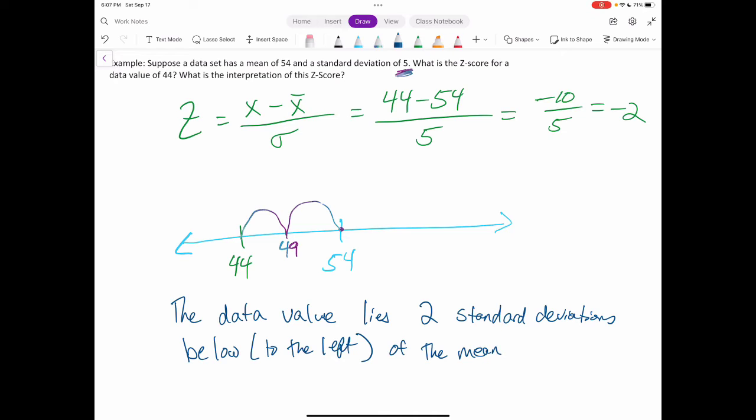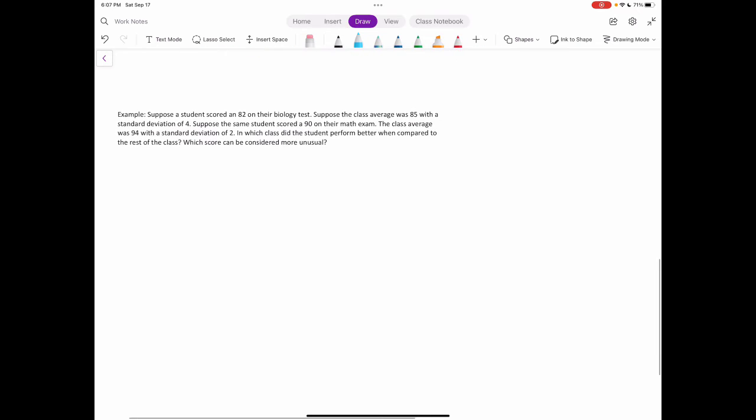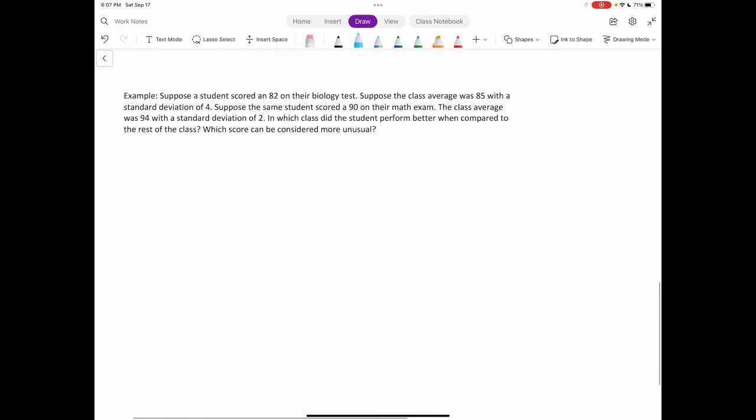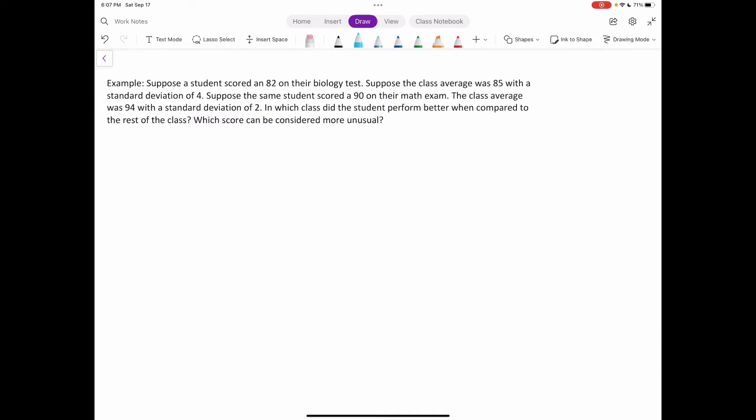Let's look at some other examples here. I know this one is a little hard to see. Suppose a student scored an 82 on their biology test. Suppose the class average was 85 with a standard deviation of 4. Suppose the same student scored a 90 on their math exam. The class average for the math class was 94, with a standard deviation of 2. In which class did the student perform better when compared to the rest of the class? Which score can be considered more unusual?